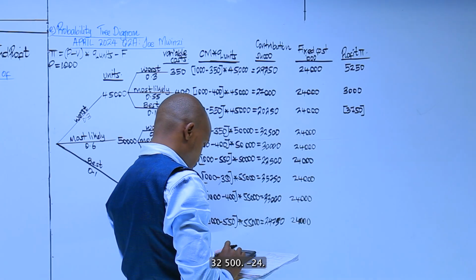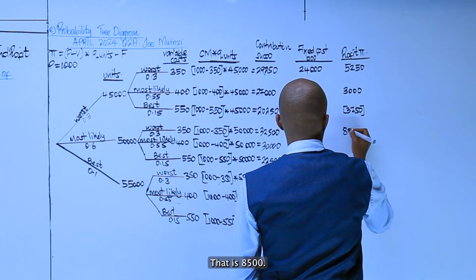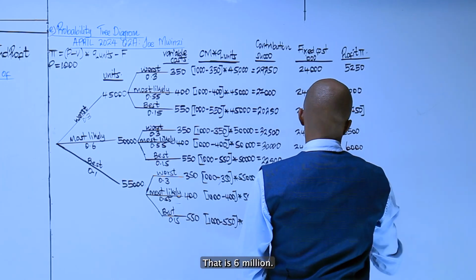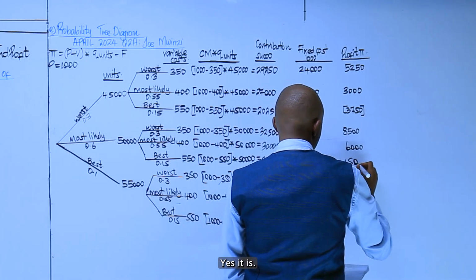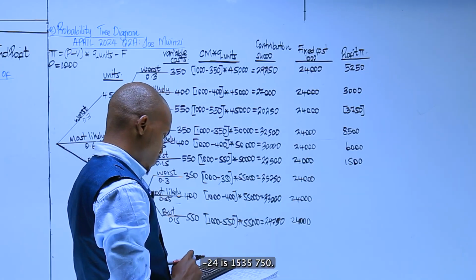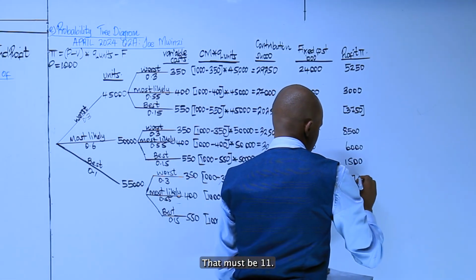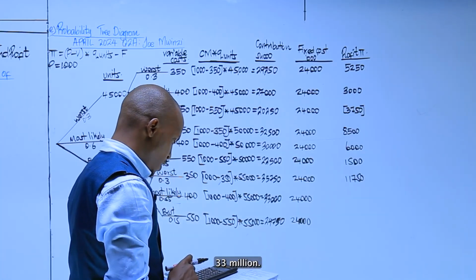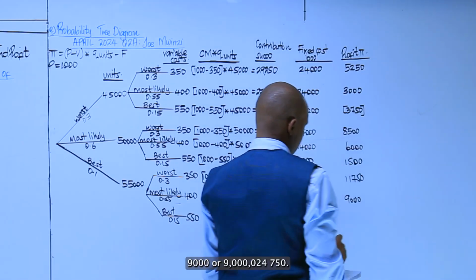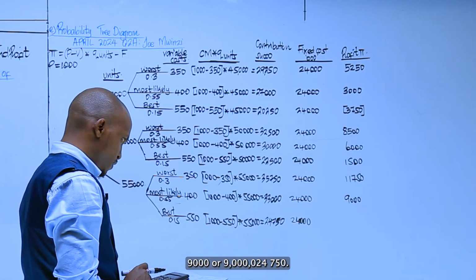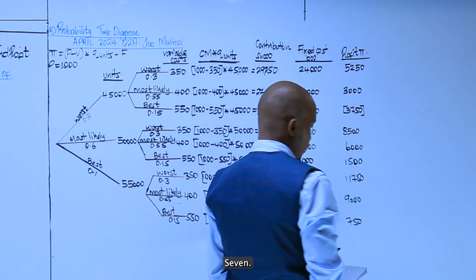32,500 minus 24 million is 8,500. 30 million minus 24 million is 6 million. 22,500 minus 24 is negative 1,500. 35,750 minus 24 million must be 11,750. 33 million minus 24 million is 9,000, or 9 million. 24,750 minus 24 million is 750.